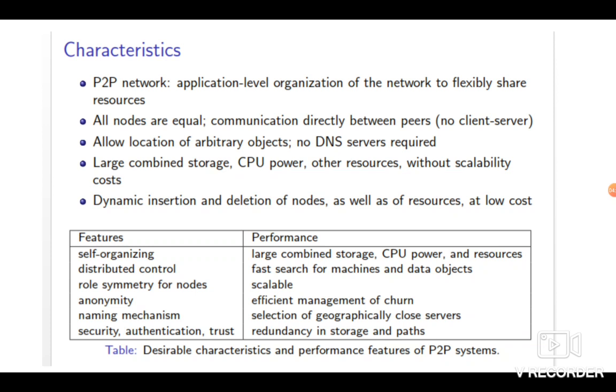And we have distributed control over all the resources. Dynamic insertion and deletion of nodes are possible. And peer-to-peer network provides a large combined storage, CPU power, and other resources without scalability cost. The performance characteristics are that it is scalable. You can efficiently manage the churn. You can easily select the geographically close server and you can go with redundancy in storage and paths.